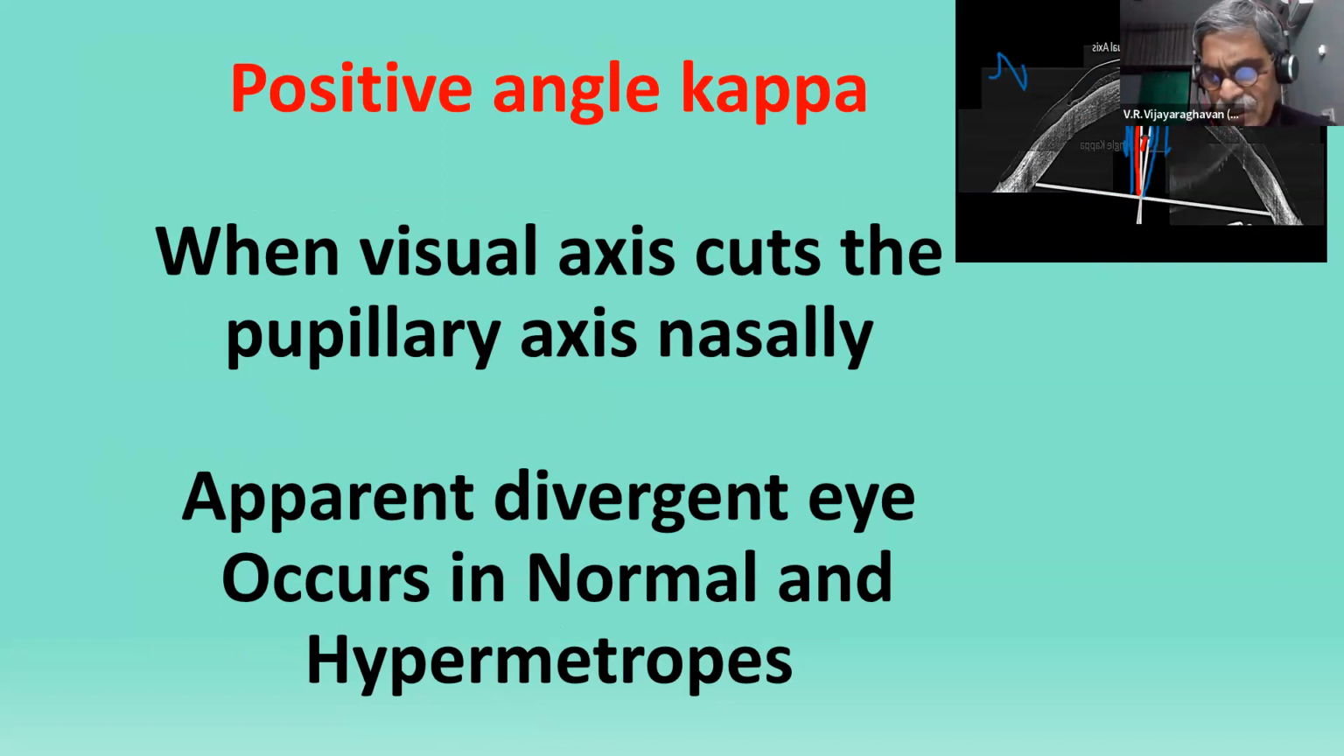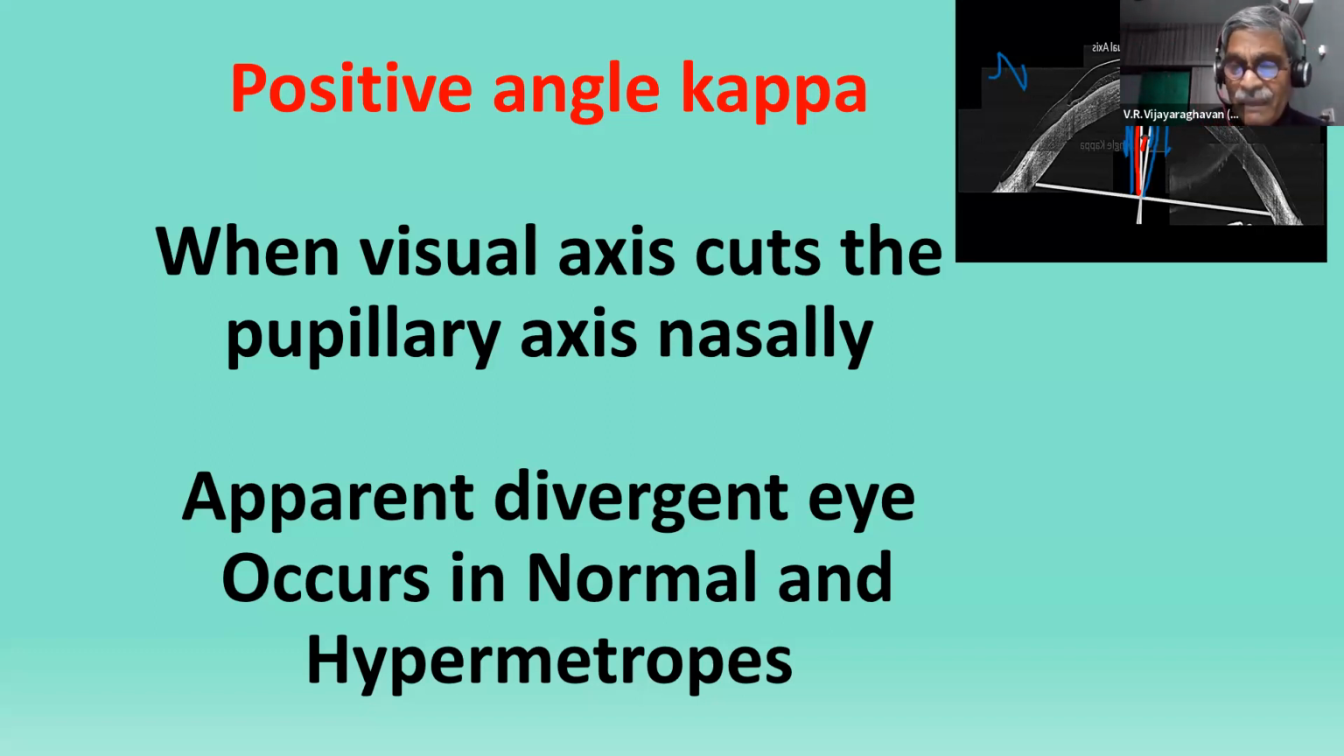Now, in whom can positive kappa occur? Which patients can have positive kappa? Normal persons can have positive kappa. Hypermetropes can also have positive angle kappa. That means, if you see a normal person or a hypermetropic person, they will have positive kappa. When you see the person, it may look like an apparent divergent squint.